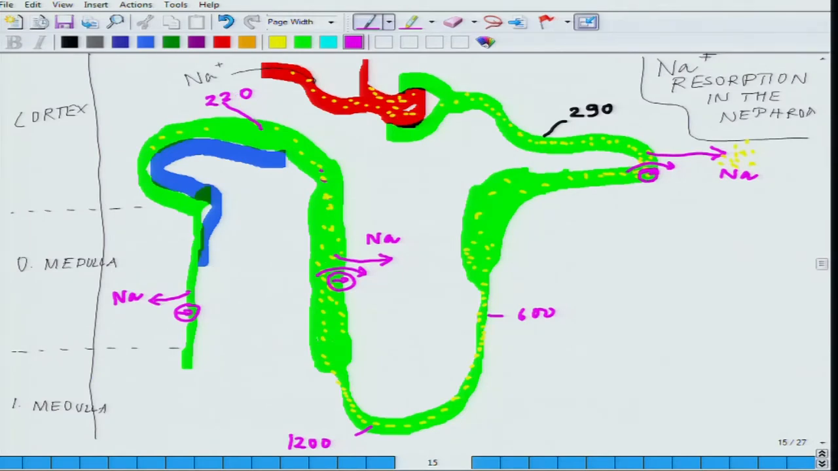And likewise, it keeps on changing. This is the zone, the shading zone, what I am doing with the shade. Now, this part is called isotonic resorption. Isotonic resorption.